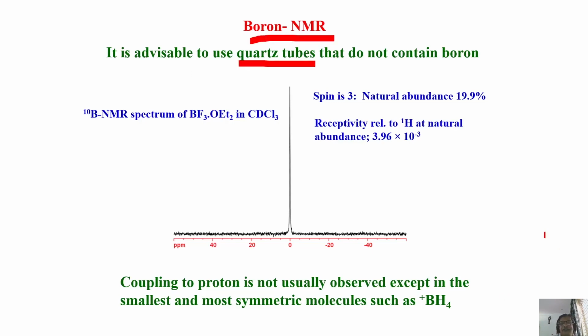One interesting thing is that boron spin is 3, spin is 3 for boron 10. That's very interesting. If you want to see the boron NMR of, let's say, BF3 OEt2, this is not BH4, it is BF3 OEt2, you are going to get only one boron signal. Of course, you should couple to fluorine.